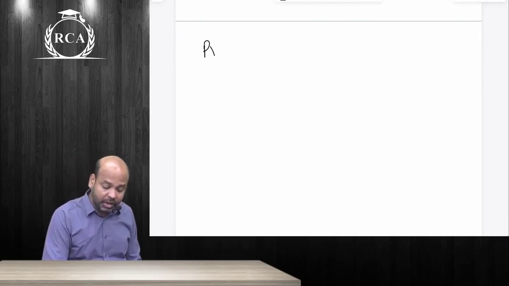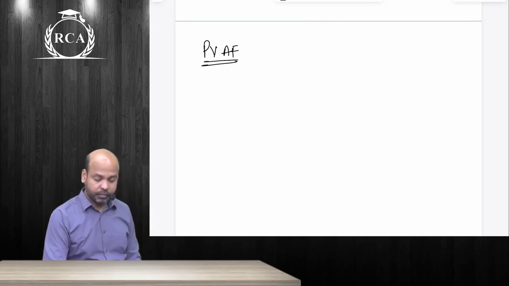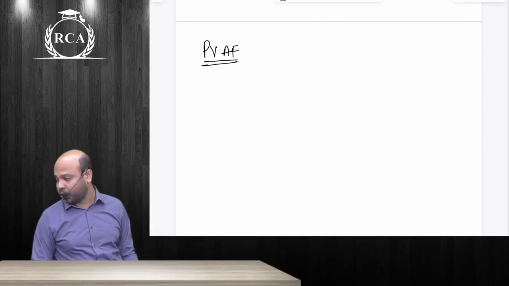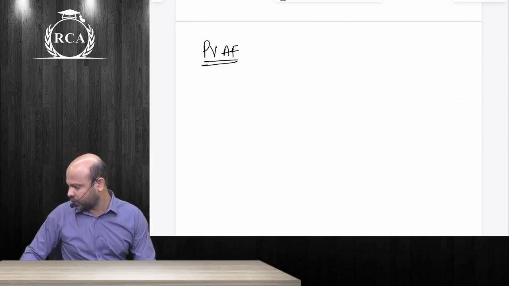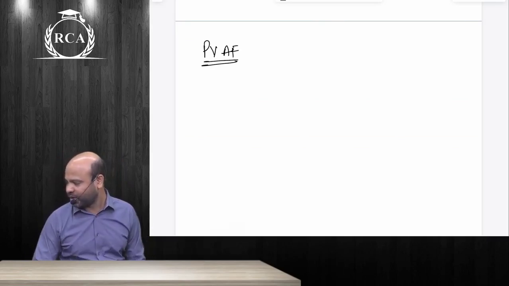Now present value annuity factor. What do you understand by the word annuity, guys? Correct beta Rachit. Yes. What do you understand by the word annuity?